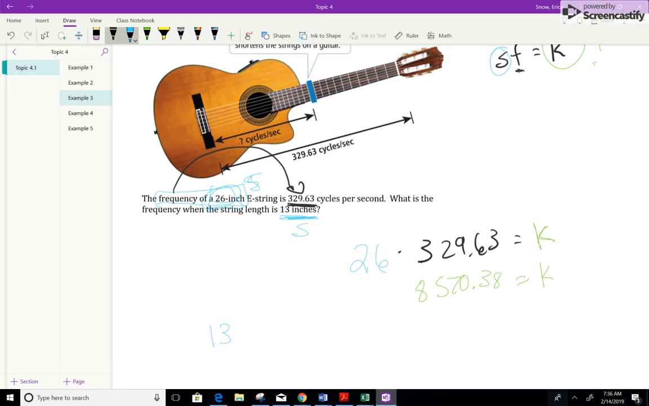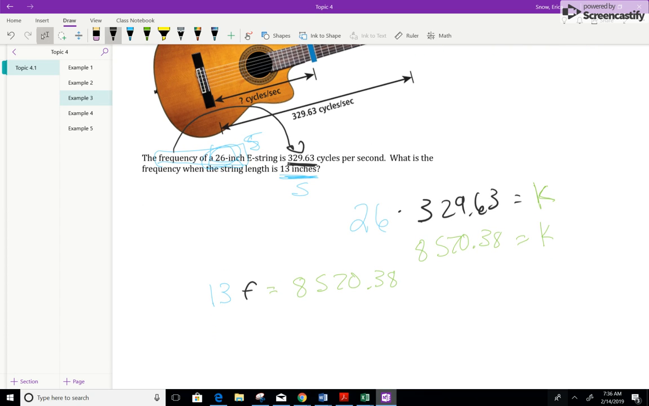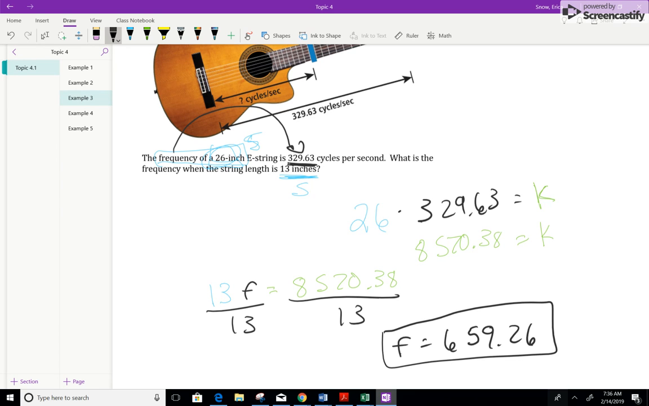Now we go back to our function, and our string length has been shortened to 13 inches. We don't know what our frequency is, but we do know that k is 8,570.38. So we're going to divide both sides by 13. Using our calculator, we get that the frequency is 659.26. So that is our frequency.